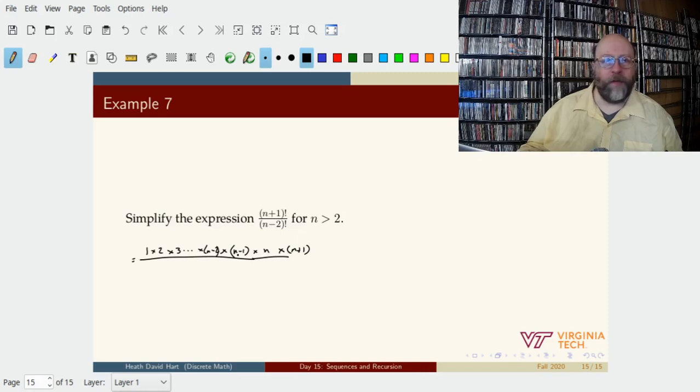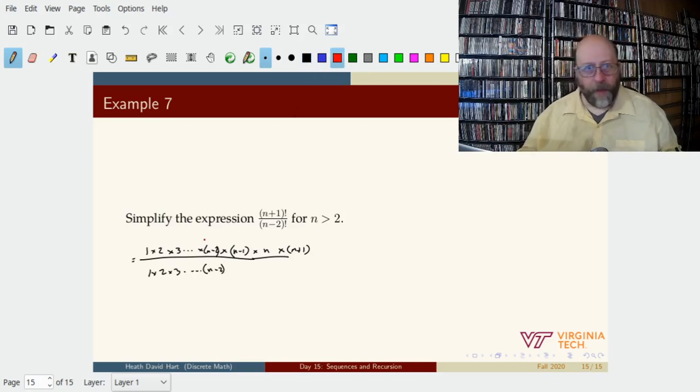This is 1 less, 1 less, 1 less. And n minus 2 factorial is just 1 times 2 times 3 all the way up to n minus 2. And once again, all of these terms on top cancel with all of these terms on the bottom. And so what we're left with is n minus 1 times n plus 1.